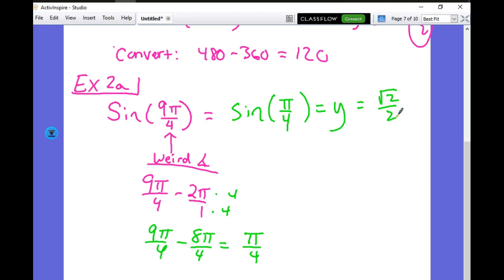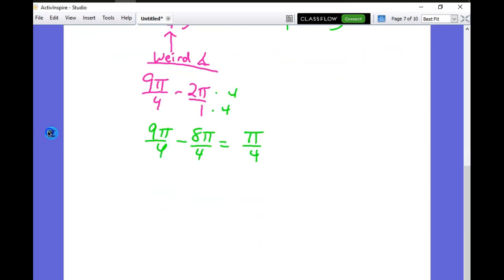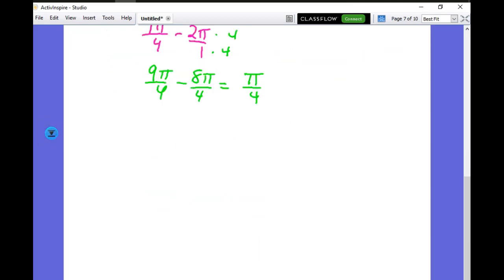Okay. Let's do one more. This is for you to do, and then we'll be done for today, okay? So let's do cosine of negative 2 pi over 3. Cosine of negative 2 pi over 3. Now, negative 2 pi over 3 is not on our unit circle. That's a weird one. 2 pi over 3 is, but not negative 2 pi over 3. So we need to convert it.